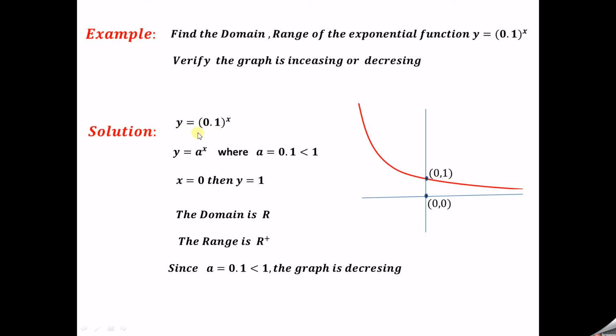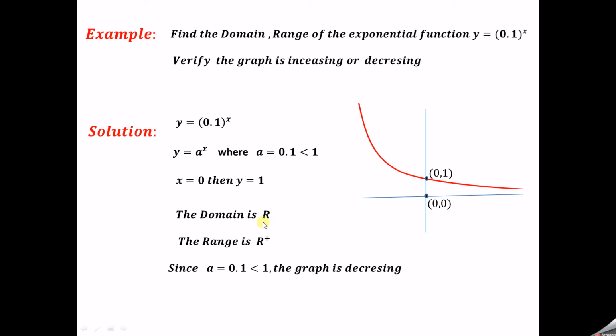Here y equal to 0.1 power x is an exponential function where the base is positive, a is greater than 0. And if you put x equal to 0 in this, you will get y equal to 0.1 power 0, that is equal to 1. So for x equal to 0, y equal to 1. Therefore, this exponential function passes through the point (0, 1).